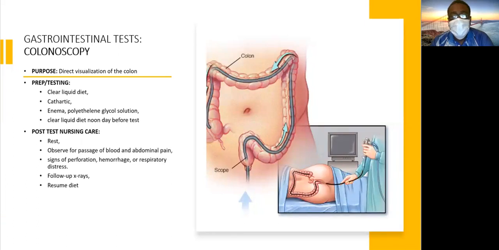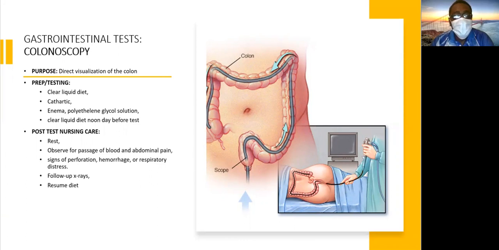A cathartic is a substance that accelerates defecation. This is in contrast to a laxative, which is a substance that eases defecation, usually by softening the feces. So it is possible for a substance to be both a laxative and a cathartic. So for this procedure, you want to give a cathartic, which is a purgative, on the evening for 2 days prior to the exam. Then we can also give an enema on the morning of the exam. Polyethylene glycol solution would be used to cleanse the bowel, and a clear liquid diet the noon day before the test.